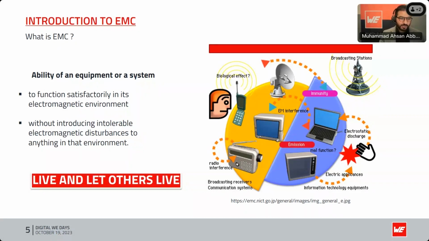So in that environment, we need to make sure that our device is good enough that it doesn't disturb others, as well as it is strong enough that it doesn't get disturbed by the others. So when a device has this functionality and equipment has this ability, they say that it's electromagnetically compatible. So in a nutshell, normally what I used to say is, live and let live. So this is what we want to achieve.